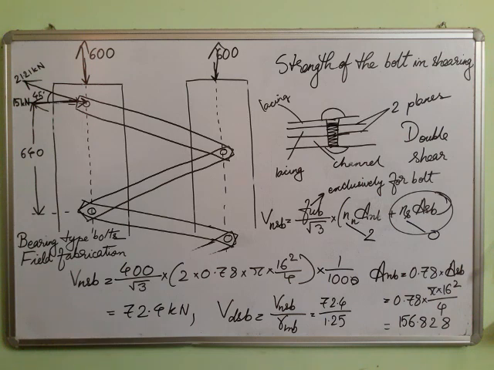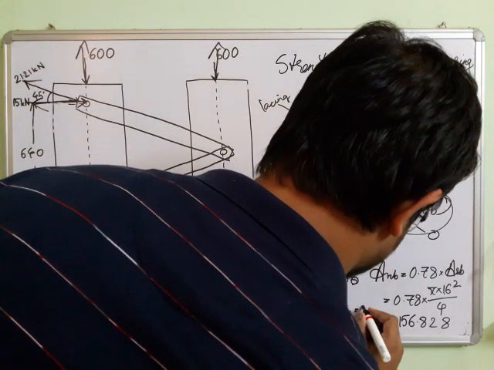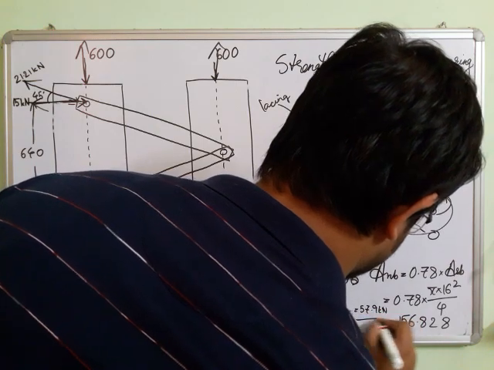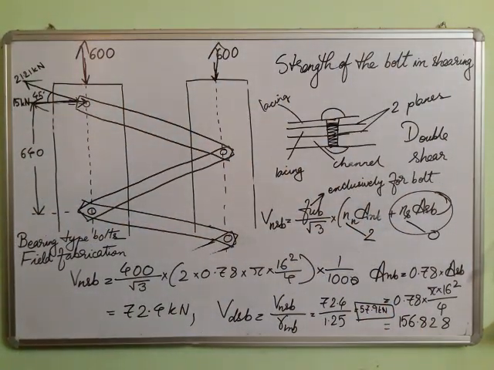Okay, so what is 72.4 divided by 1.25? 57.92. So you can see here, the strength of the bolt in shearing is very high compared to 21.21, which cannot damage the bolt in shear, isn't it? Because it can take a load of 57.9 in shear. Now let us go to the bearing. Okay, so the shearing value we have got is 57.9. And bearing, whatever we get, the minimum will be the bolt value, okay.